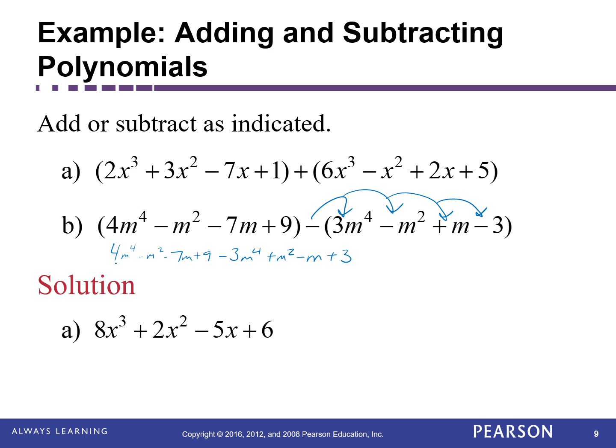Now I can combine these like terms. I can combine 4m to the fourth minus 3m to the fourth. That's going to give me an m to the fourth.